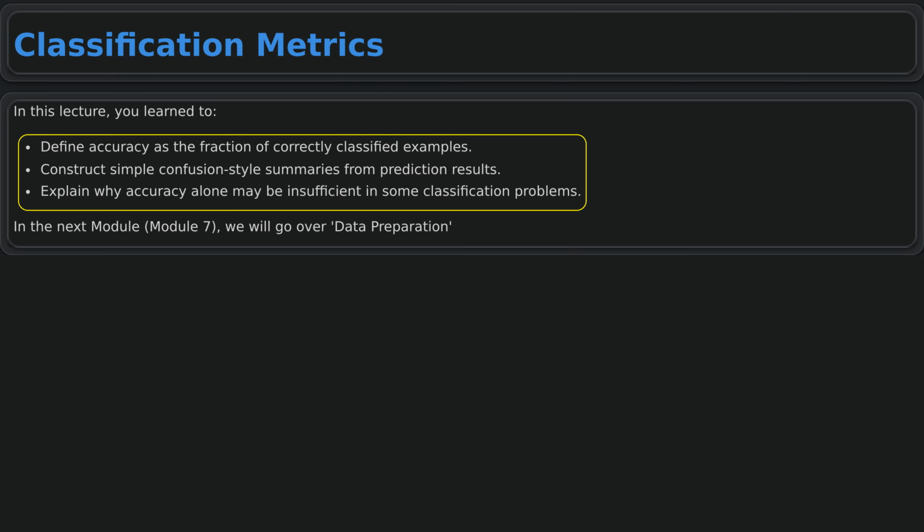In this lecture, you learned to define accuracy as the fraction of correctly classified examples, construct simple confusion-style summaries from prediction results, and explain why accuracy alone may be insufficient in some classification problems. In the next module, Module 7, we will go over data preparation.